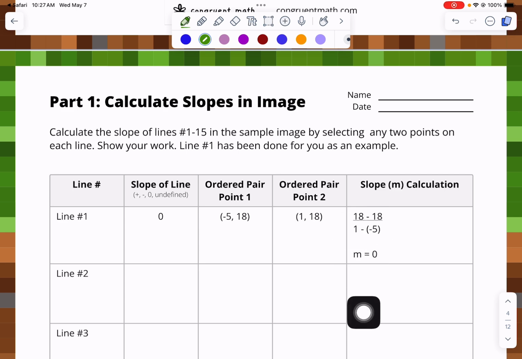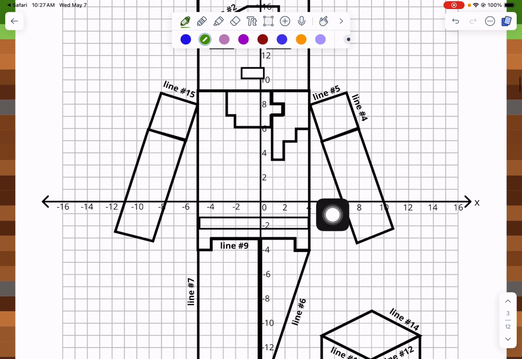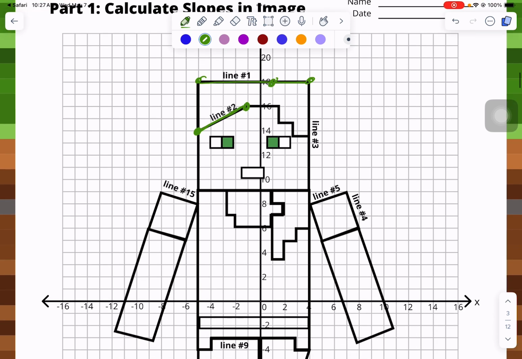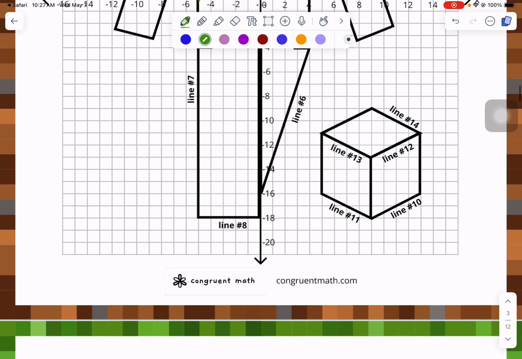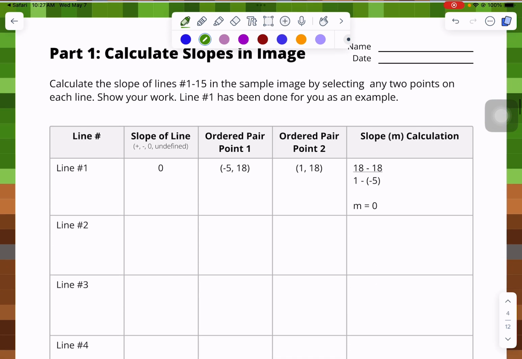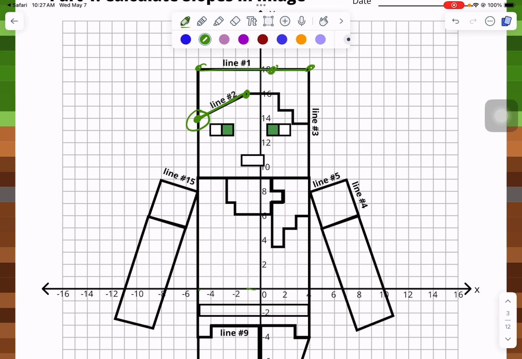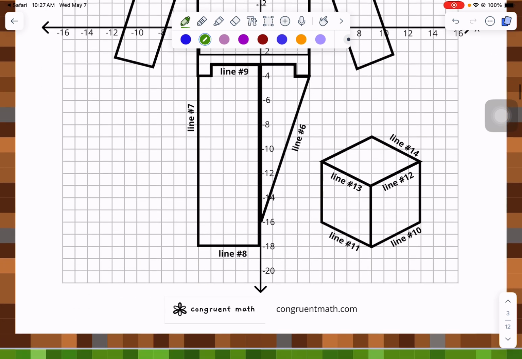So let's just do another one. Let's actually look at line 2, okay? So we're going to look at line 2. I'm going to look at the slope of that line, right? I'm going to pick 2 points. I'm going to pick this point here, I think, and up here at the top. Why not? So this point right here is a -5, positive 14. So I'm going to go down here, -5, positive 14, right? And then the other point is -1, positive 16.